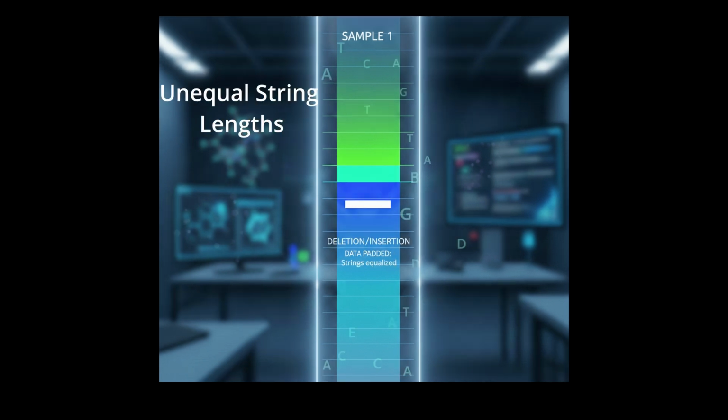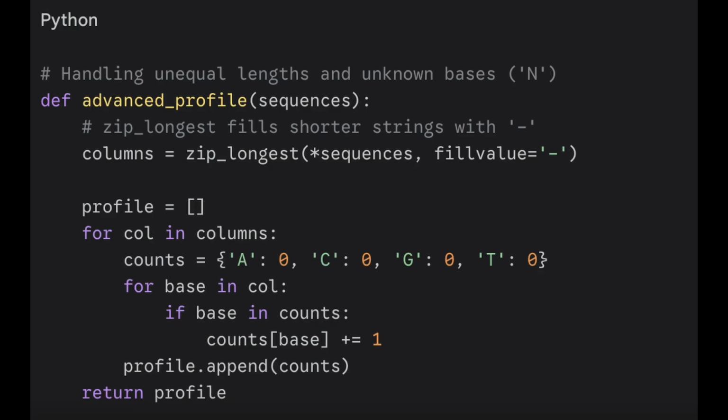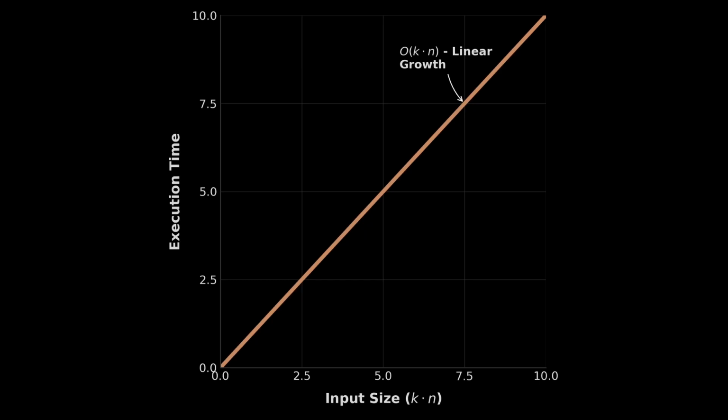Finally, unequal string lengths. The Rosalind problem assumes every DNA string is the same length, but in reality, deletions and insertions happen constantly. If you try to index a short string using the length of a long one, Python will throw an index error. The fix: use itertools.zip_longest. This allows you to pad the shorter sequences with a placeholder, ensuring your matrix remains rectangular and your script stays crash proof.